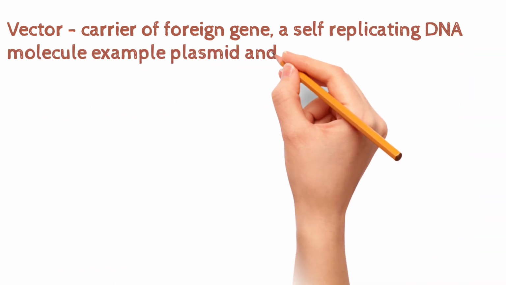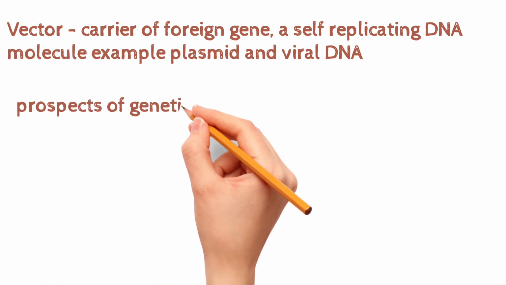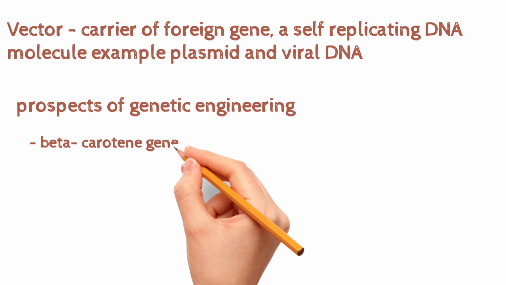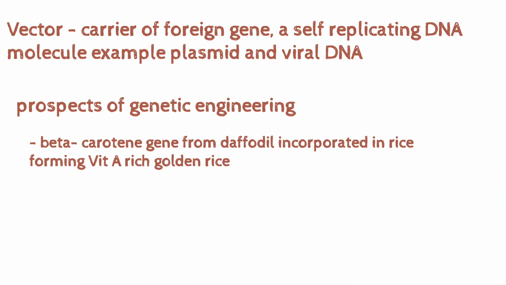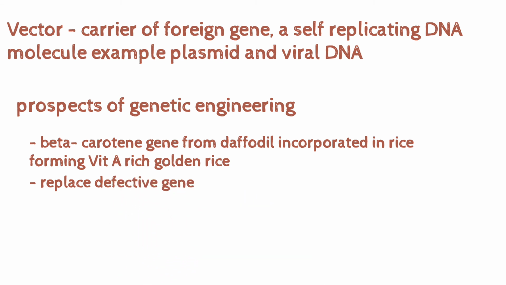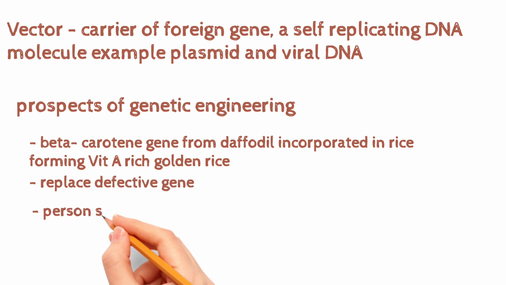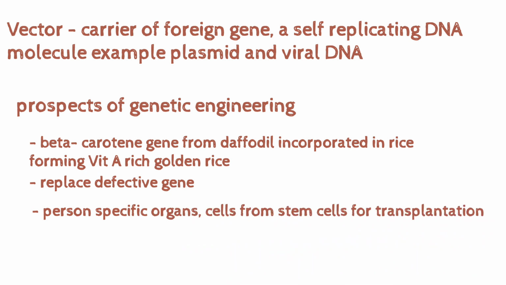Now, vector. A vector is a carrier of foreign gene, a self-replicating DNA molecule. Examples are plasmid or viral DNA. There are some prospects of genetic engineering, like vitamin A rich golden rice, with the carotene gene from daffodil incorporated in the rice. Then it can replace the defective gene by genetic engineering. Then person-specific organ cells from stem cells can be made for transplantation. It's going on actually. This kind of work is still going on, and many more.